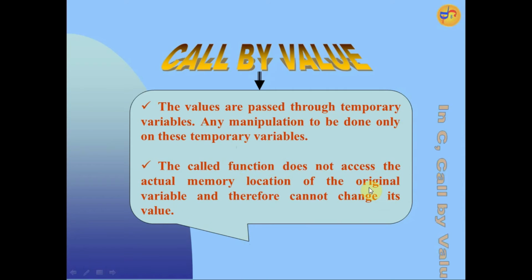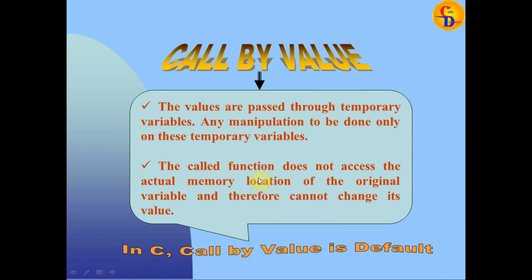So, call by value. We are sending a copy of the data, which is called call by value. The values are passed through temporary variables. Any manipulation is done only on these temporary variables. The called function does not access the actual memory location of the original variable and therefore cannot change its value. In C, call by value is the default.